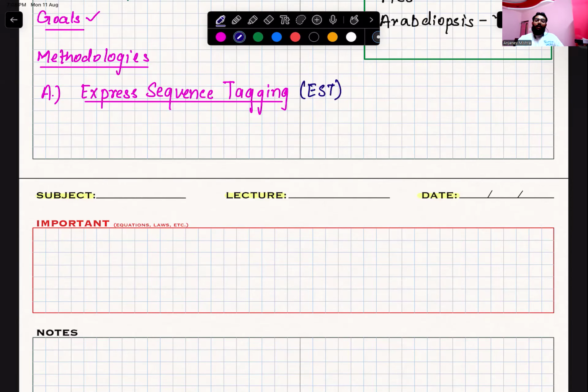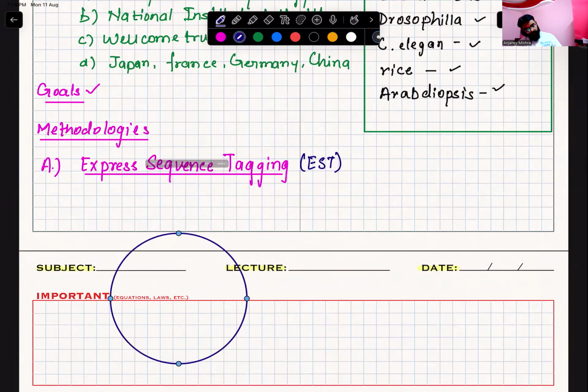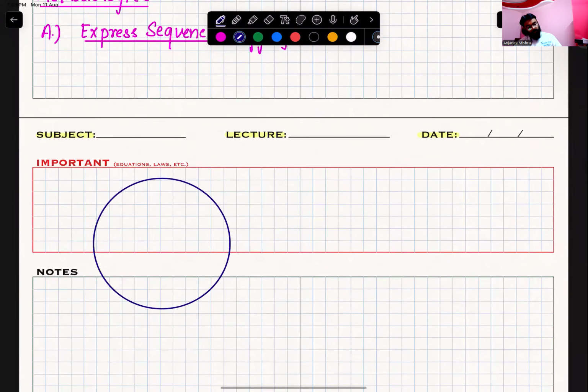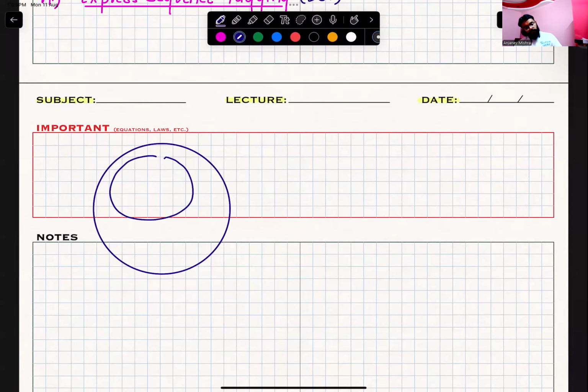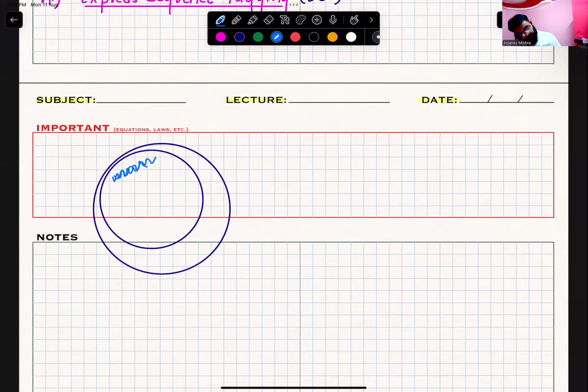One approach is this. The second approach is whole genome sequencing, which we will also see. But first, let's understand what is the scene here. We are talking about a eukaryotic cell, yes or no? Is a human cell eukaryotic? Yes, sir. So whatever DNA is there in the eukaryotic cell, it is going to be double-stranded DNA. Yes or no?